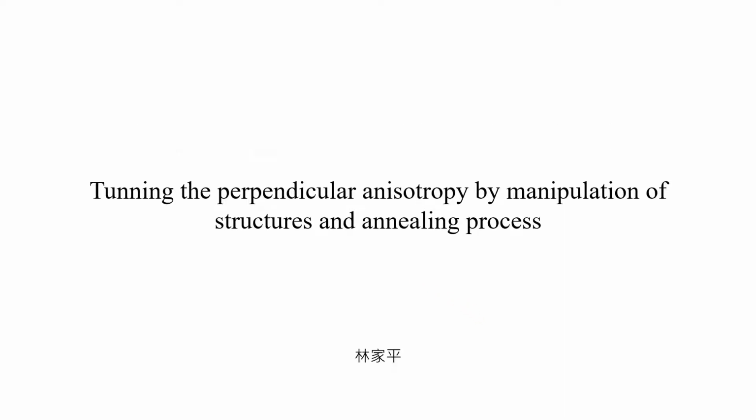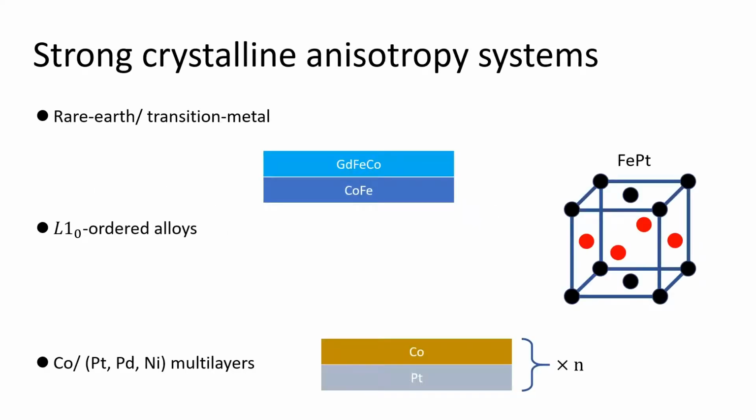And this is my topic: tuning the perpendicular anisotropy by manipulation of structures and annealing process. Let's talk about some strong anisotropy systems: rare earth transition metals, L1_0 ordered alloys, and cobalt platinum multilayers.